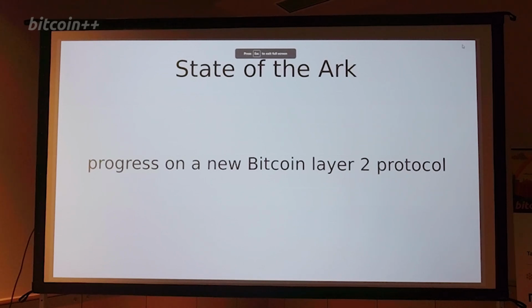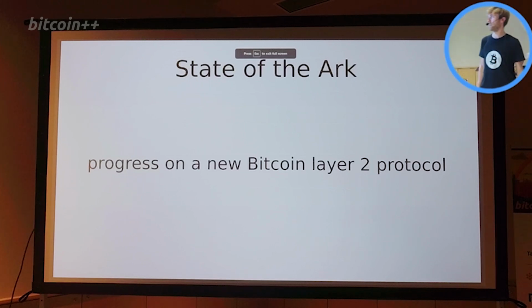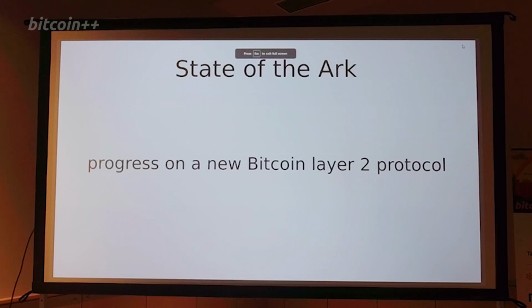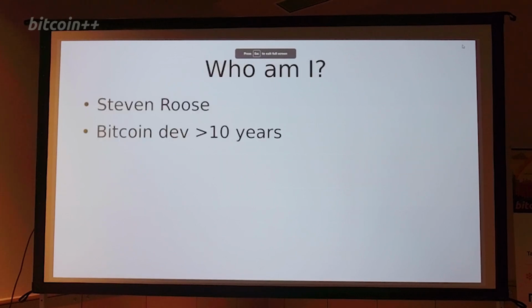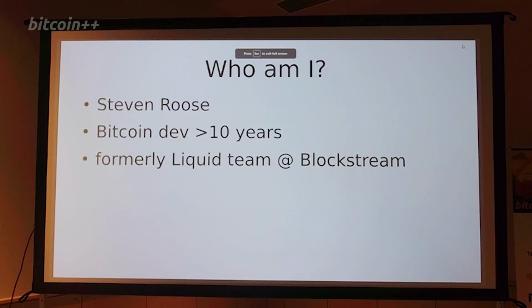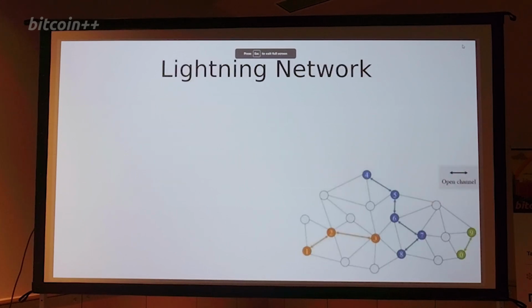Okay, cool. So I'm going to try to explain ARC, the new Bitcoin Layer 2 protocol. It was actually, I think, announced by Barack here at this conference a year ago. Since then, it has changed a lot, and we made a lot of progress. So who am I? My name is Steven Roose, been a Bitcoin developer for a while, used to work on the Liquid team at Blockstream, big contributor to Rust Bitcoin and adjacent libraries, and right now I'm working on ARC.